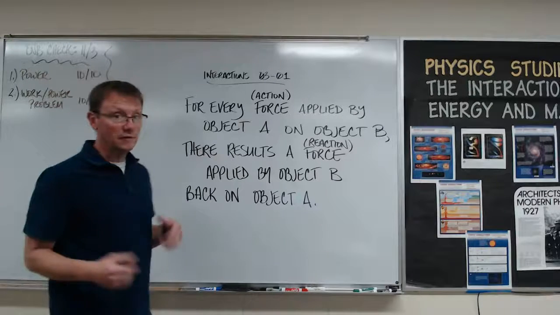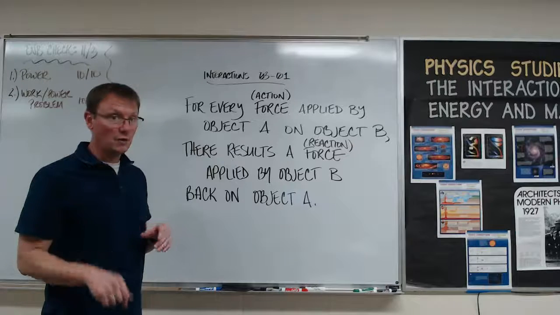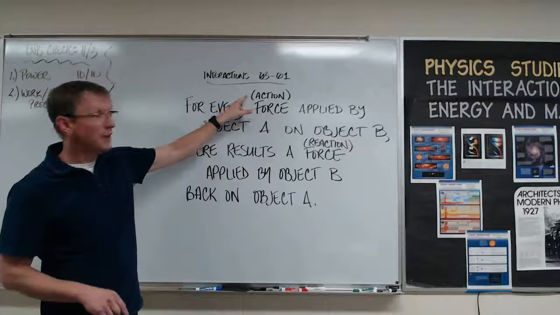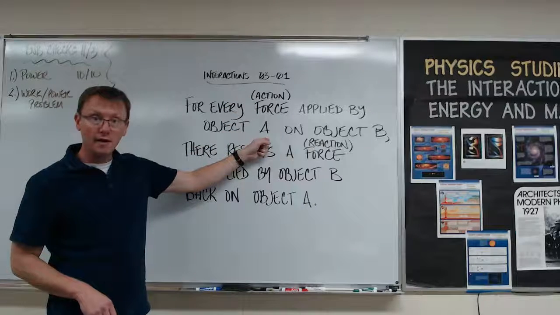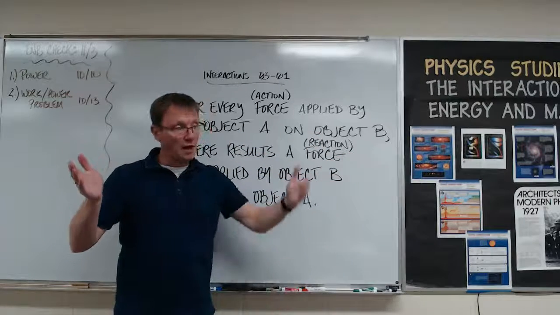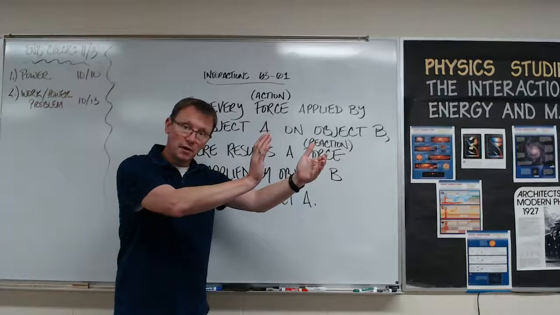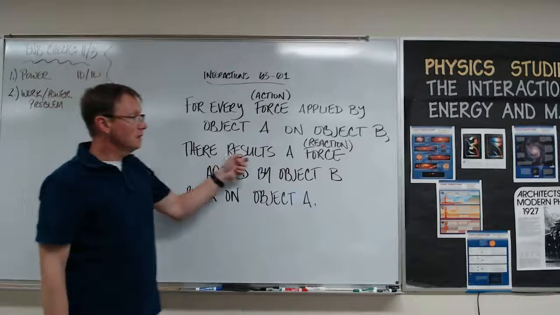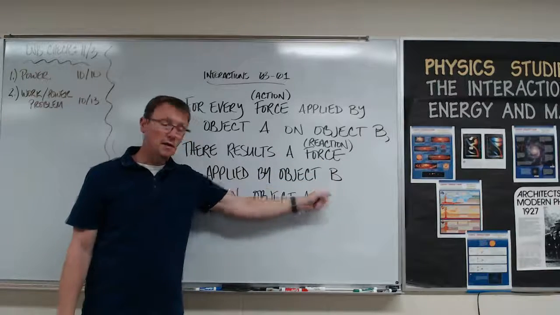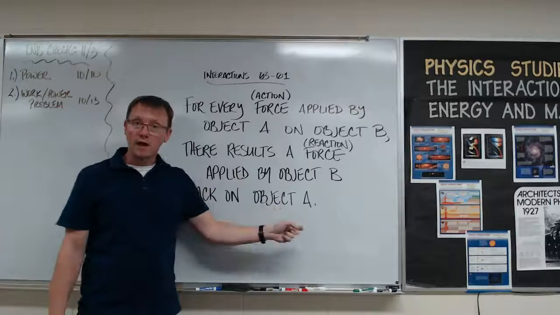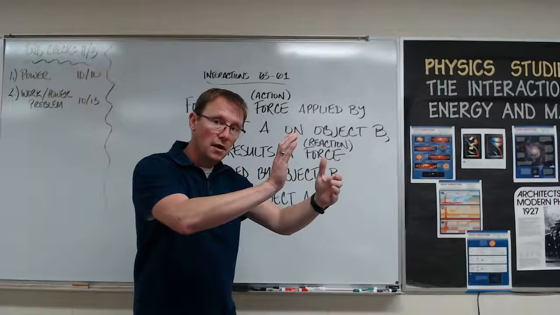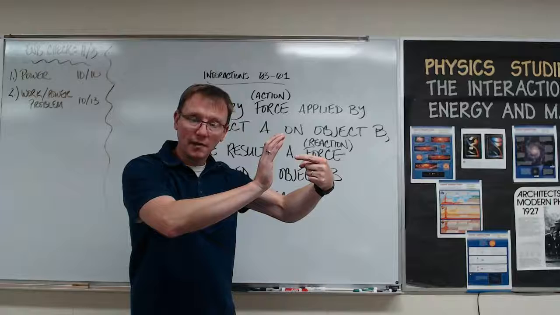So here's how I would say it, and it is a little bit more complicated, so just bear with me. For every force, in this case that's the action force, applied by object A on object B, okay, so you have an object A and an object B, and A is pushing B, there results a reaction force applied by object B back on object A. And so as the A object is pushing on B, we find that B is resisting and pushing back on A.